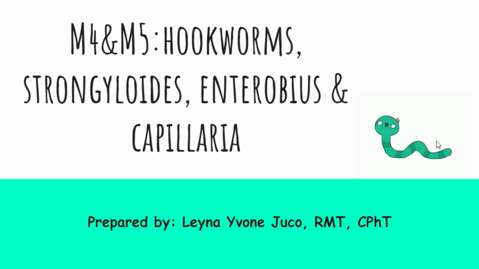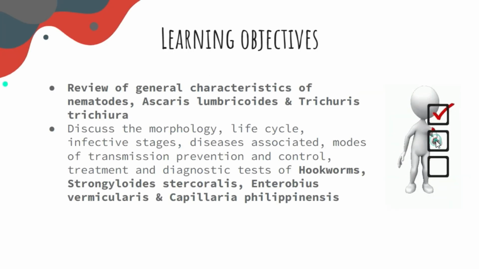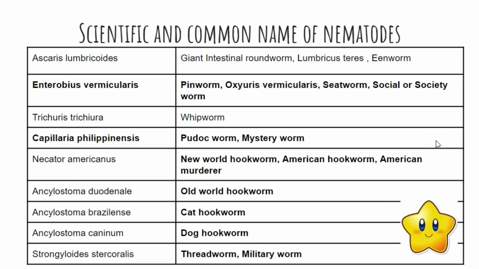Class, in this discussion, we will be discussing hookworms, Strongyloides, Enterobius, and Capillaria. For this particular module, we have the following nematodes or parasites. First, we have Enterobius vermicularis. Enterobius vermicularis is otherwise known as the pinworm, Oxyuris vermicularis, sitworm, or social or society worm.